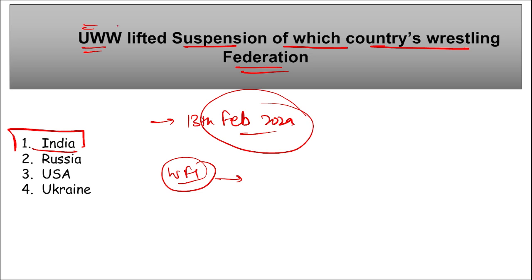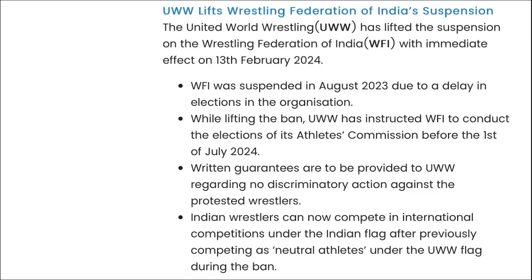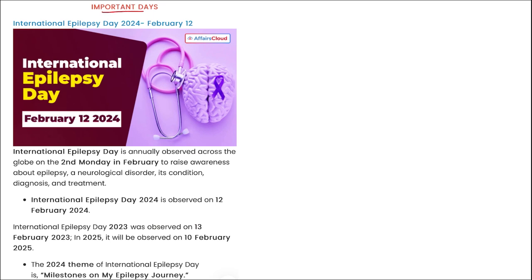in organization. Right. And here remember, UWW recently also instructed WFI that if the ban is to be lifted, then there need to be elections of the athletes. Correct. They need to conduct the elections for the athletes commission before 1st of July 2024 in order for them to lift this ban.